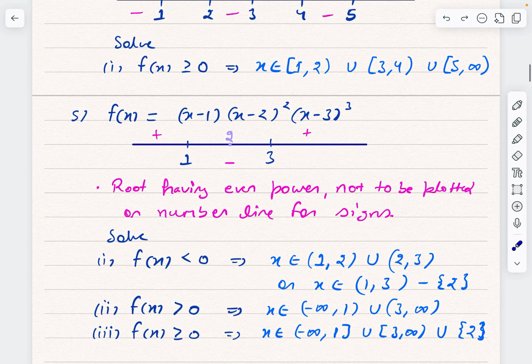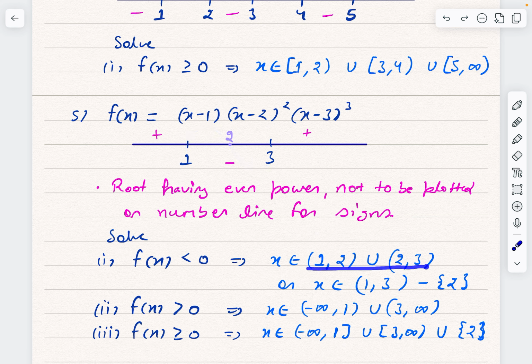Now, f of x less than 0. For what values of x is f of x less than 0? You can see negative between 1 and 3. So we say x belongs to 1 to 2 union 2 to 3. Why? Because at 2 it is not negative. So we can write 1 to 2 union 2 to 3, all open brackets because you want strictly less than 0.